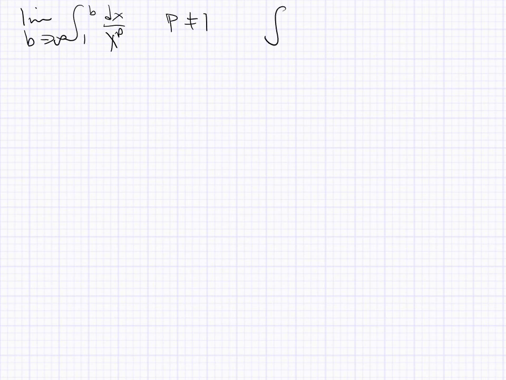So we want to do the limit as b goes to infinity of the integral from 1 to b of dx over x to the p, where p doesn't equal 1. And so, like I said before, to do it, we need to look at it as the integral of x to the negative p dx. We can do it that way because if p doesn't equal 1, it will simply be a power rule integral.